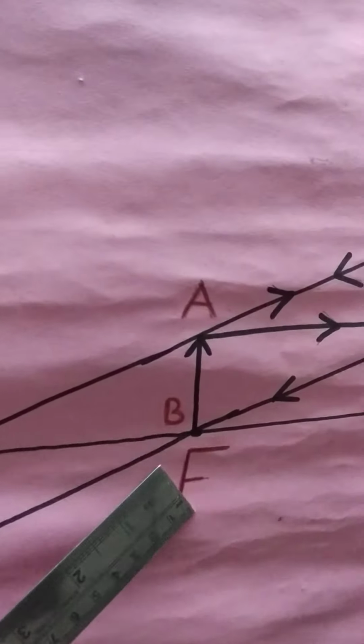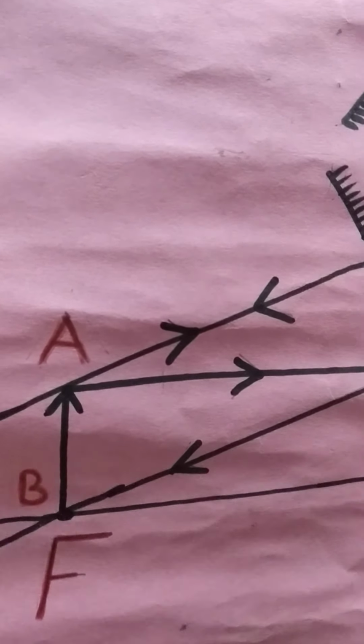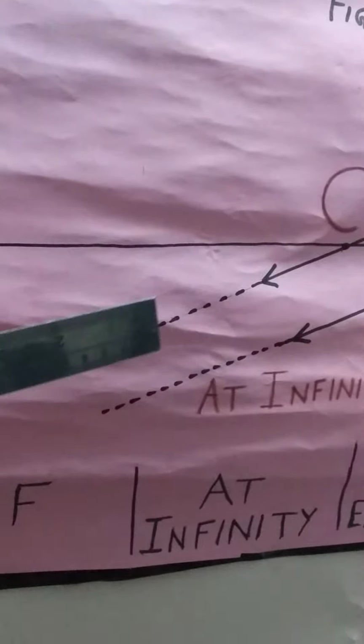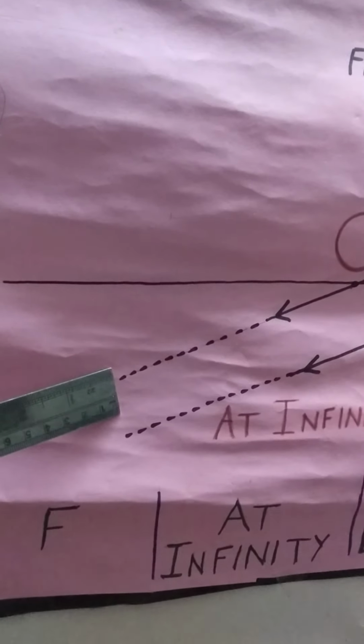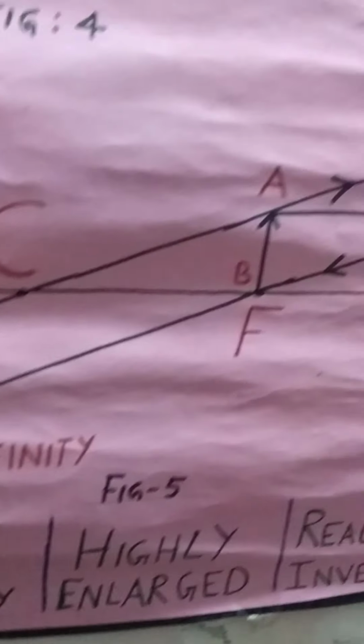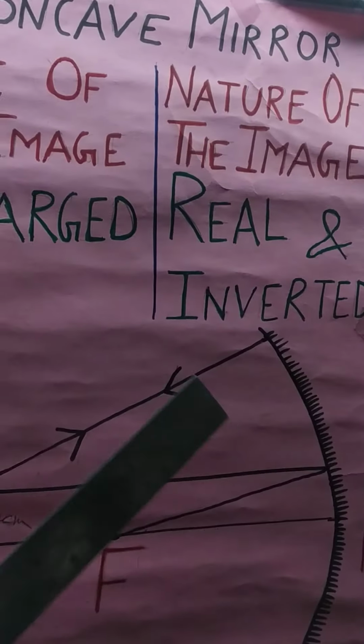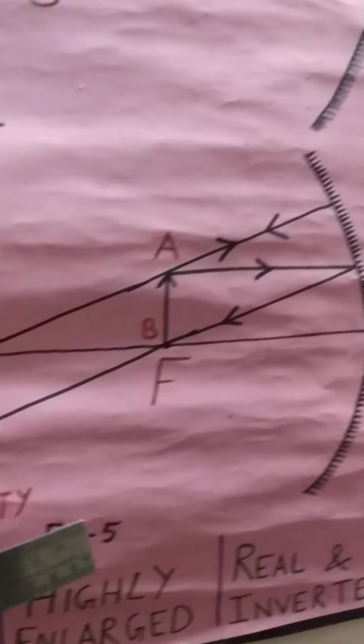Now, position of the object at F, at focus. Position of the image: at infinity. The dotted line shows the image is formed at infinity. Size of the image: enlarged. Nature of the image: real and inverted.